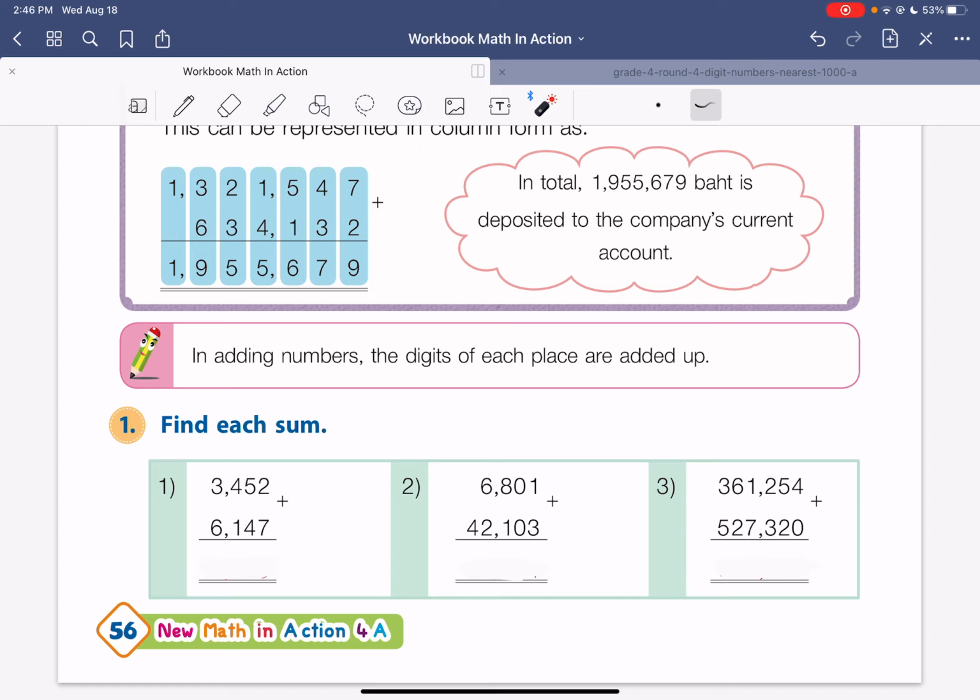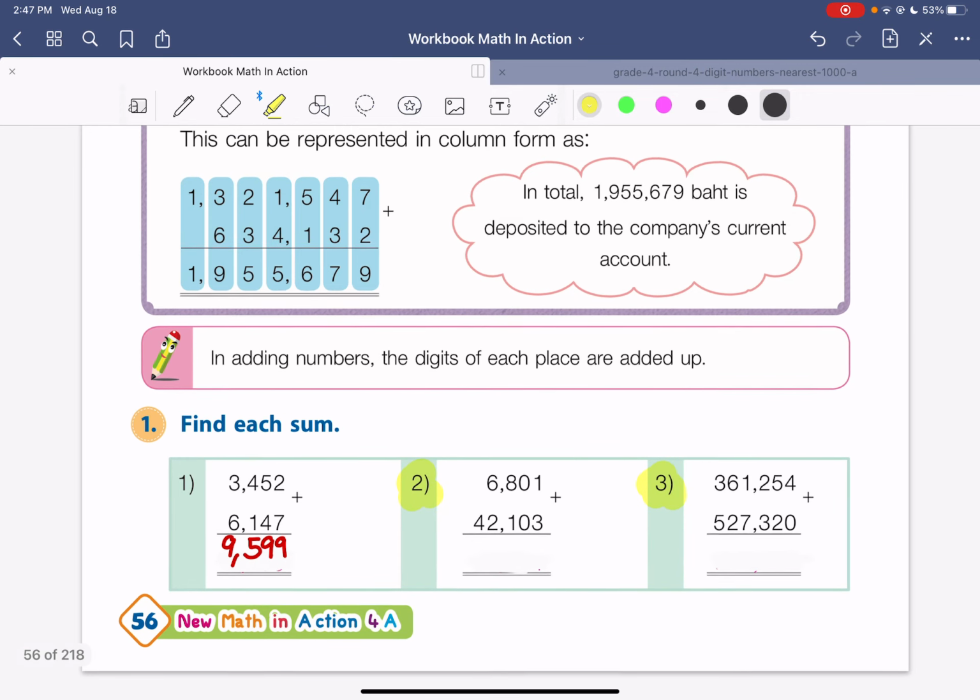Good. All right, so we're going to practice here. We're going to add everything up. 2 plus 7 equals 9. 5 plus 4 equals 9. 4 plus 1 equals 5. 3 plus 6 equals 9, right? So 9,599 if we do stacking. So also try number 2 and number 3 for homework.